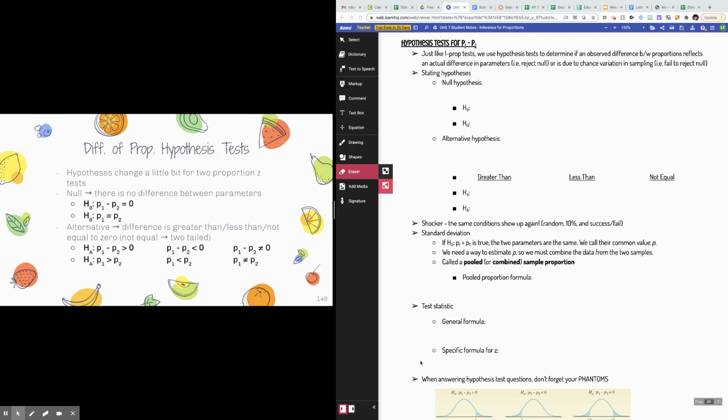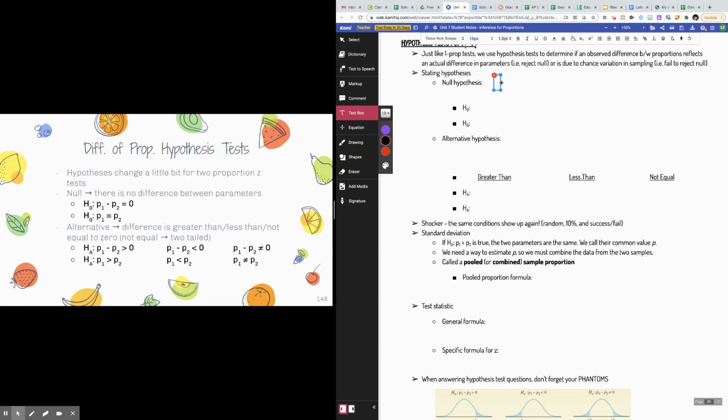A lot of the processes you're going to see here are going to be the same as your one proportion tests. It's just because, again, we're dealing with two populations that you often will have to pull double duty, and your hypotheses change a little bit. The standard deviation equation changes a little bit. So here are the changes that occur between one and two proportion tests.